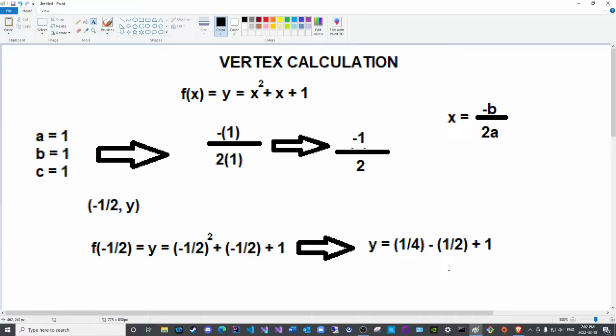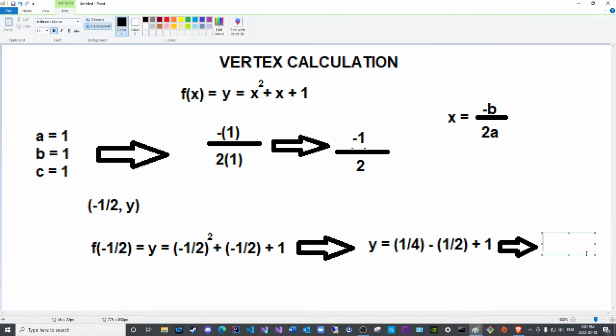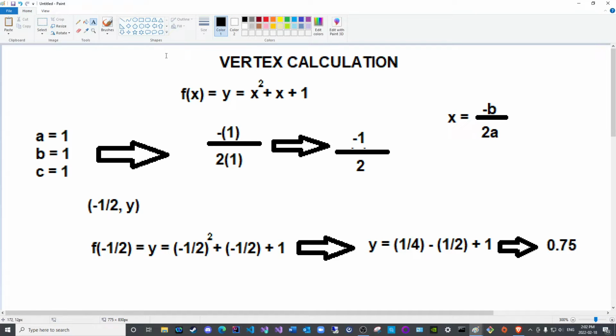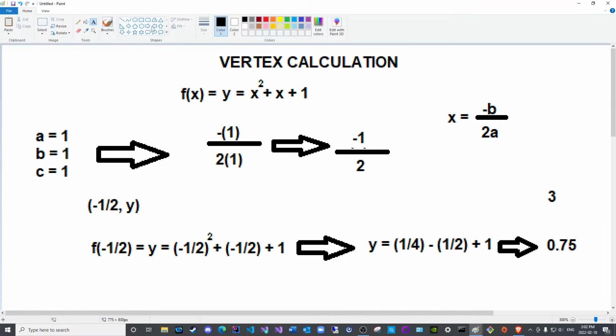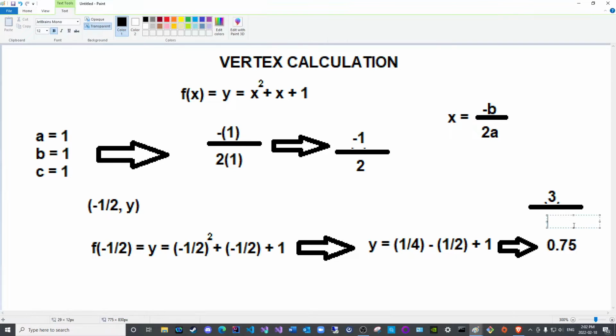Now let us add these, and to ensure that I do not commit any mistakes, I will use a calculator also to expedite the process. So this gives us 0.75, which is also either that or it would be 3 over 4. Let us do this. 3 over 4. So now we have calculated y.